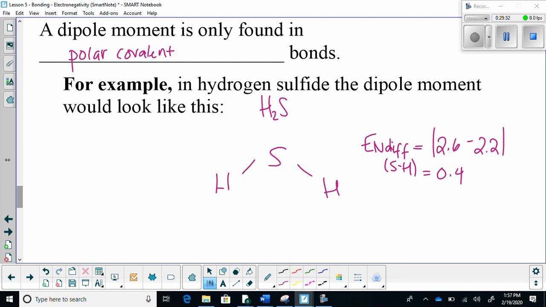Okay, I'm going to use a different color to show you the arrows. So which one out of hydrogen and sulfur has a higher electronegativity? Sulfur. So my arrow is going to point towards sulfur because that's where the electrons are going. So I'm going to draw a tiny little arrow that's pointing towards sulfur. Okay? Same thing on the other side. You want the same size of arrow because the electronegativity difference between the bonds is the same. Okay, it's 0.4 on either side. It's a pretty small arrow.